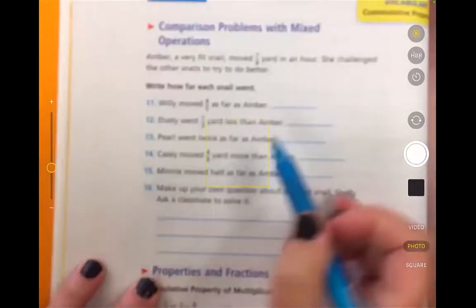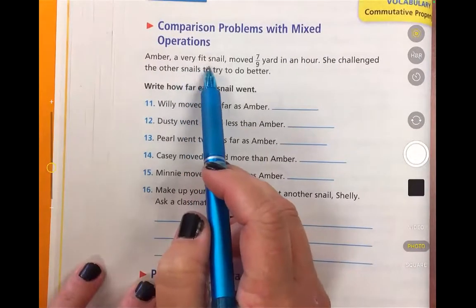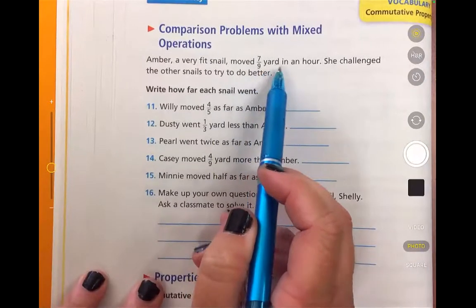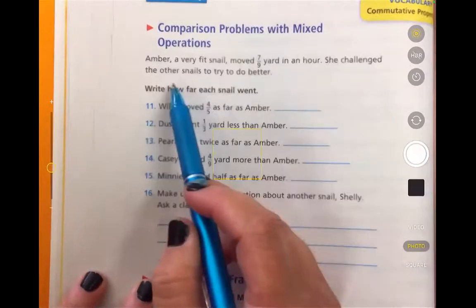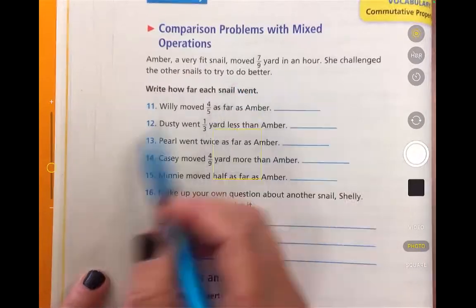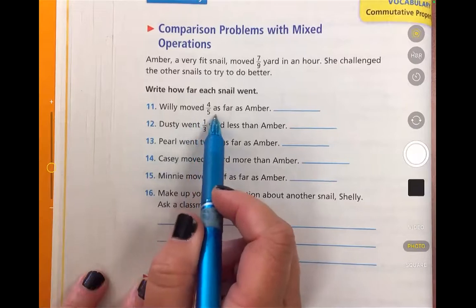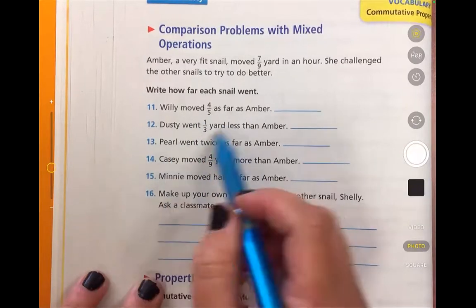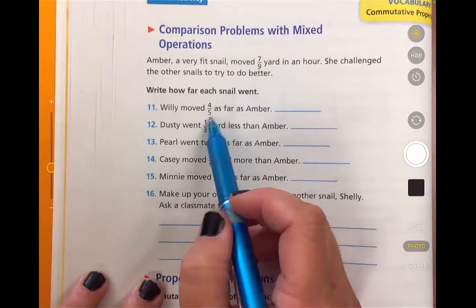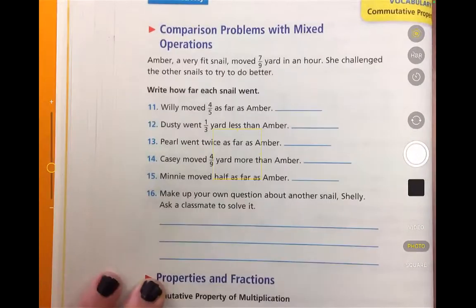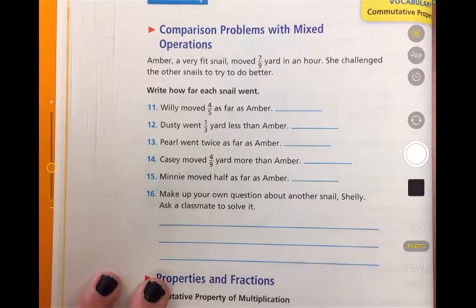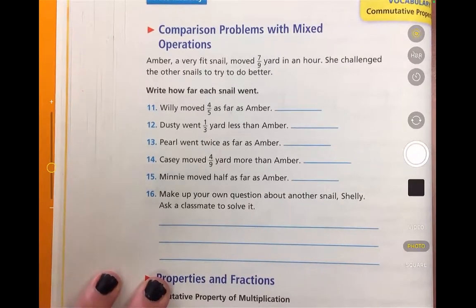So Amber, a very fit snail, moves 7/9 yard in 1 hour. She challenged the other snails to try to do better. If Willie moved 4/5 as far as Amber, do you think we're going to multiply, add, or subtract? What are we going to do with our 4/5 and our 7/9 to figure out how far Willie went? Subtract. Divide. We haven't even done dividing with fractions. We're multiplying them. Yep.